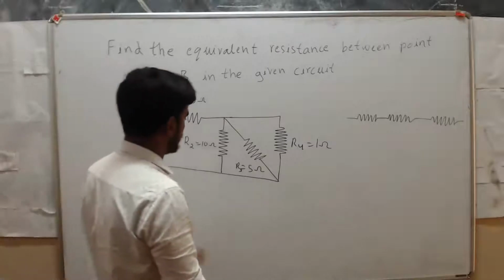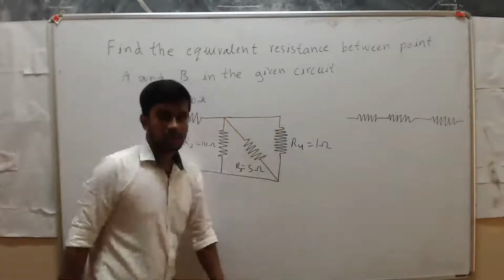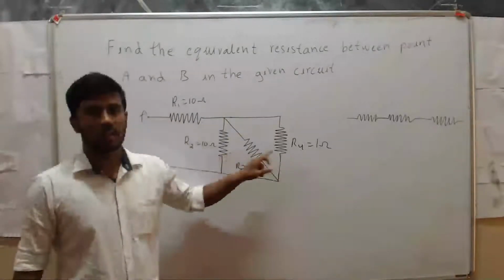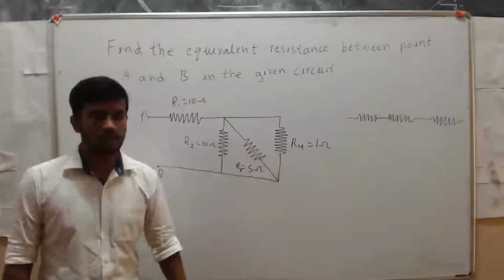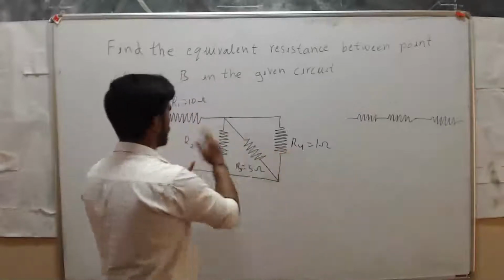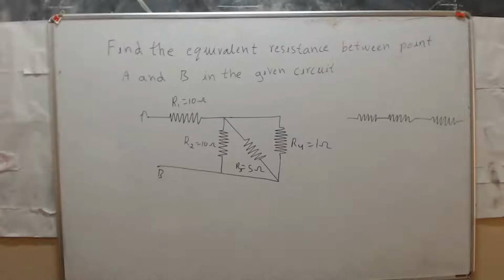Just observe here, this resistor, total three resistors are connected to one point. So we can say that these three resistors are in parallel. And this combination with respect to this, both are in series. So find the equivalent resistance between A and B in the given circuit.